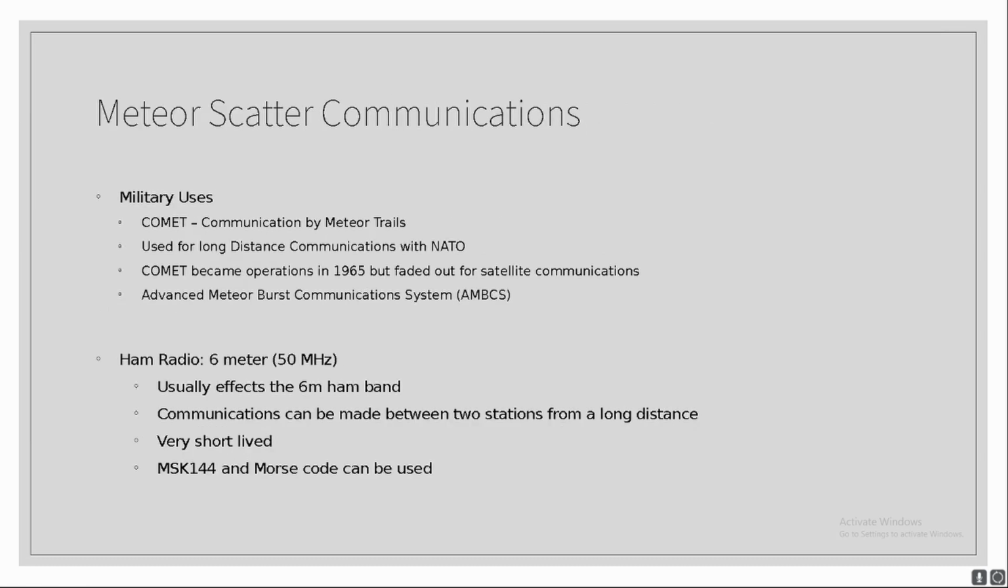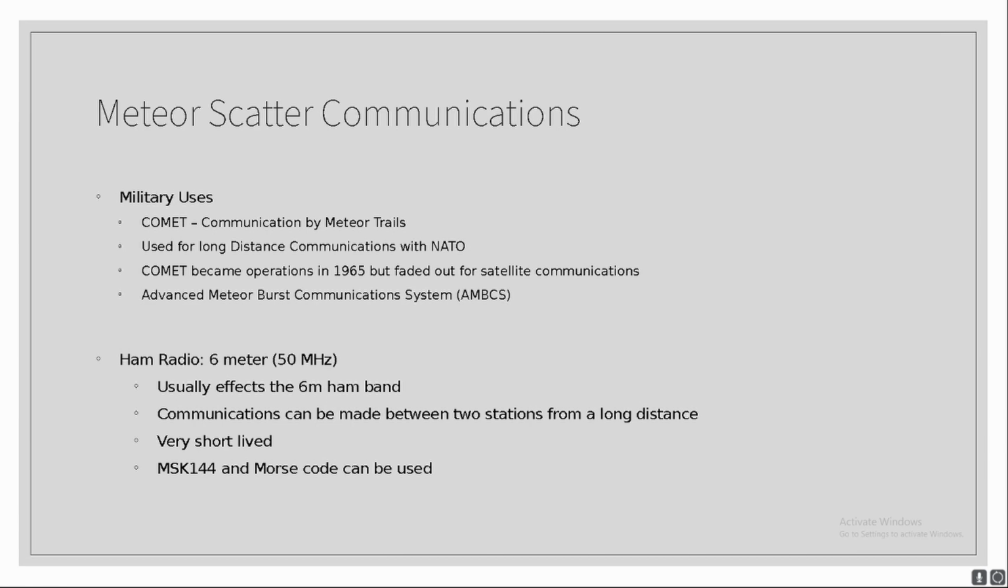The military actually did use a little bit of meteor scatter. An old system called Communication by Meteor Trails, or COMET, was used by NATO for long-distance communications. COMET became operational in 1965, but faded out for satellite communications. There was another one called the Advanced Meteor Burst Communication System.